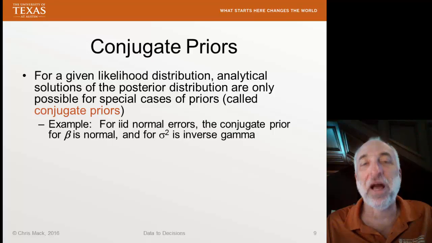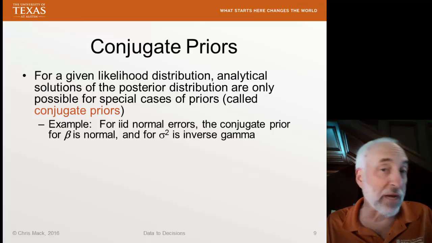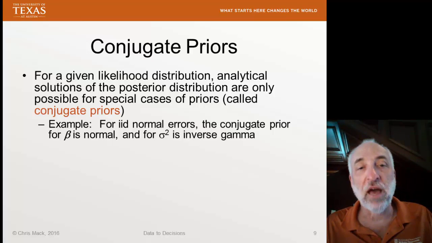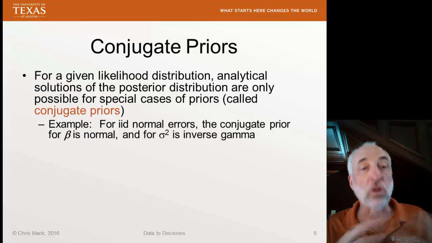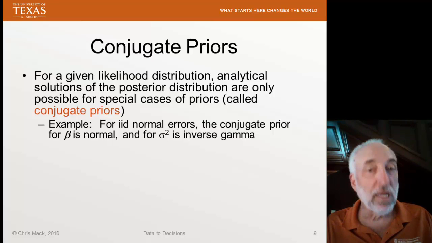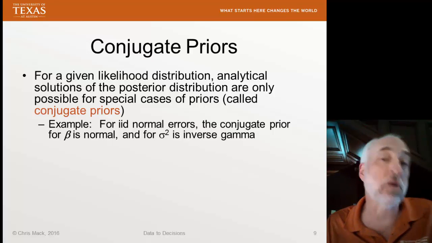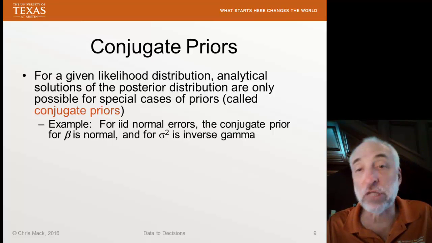The example that is most commonly used is the IID normal error. So if all the y values have independent and identically distributed Gaussian errors, the conjugate prior for all the parameters will be normal, and for the error variance will be gamma.